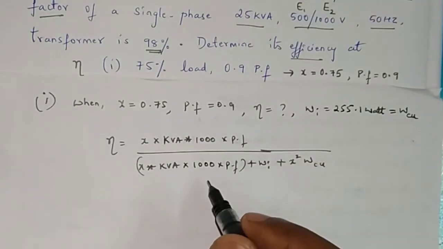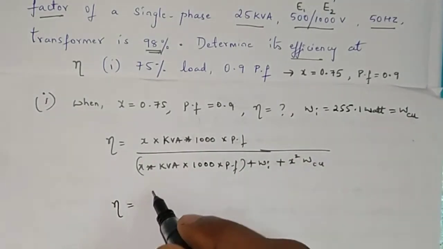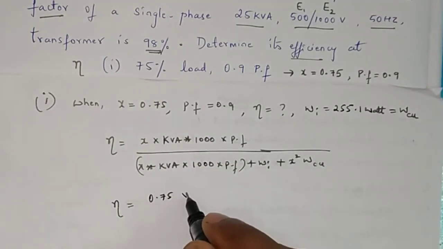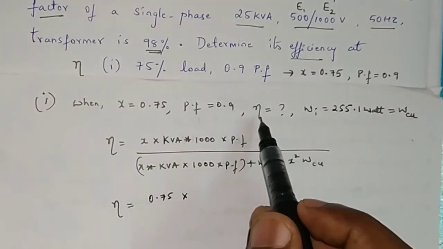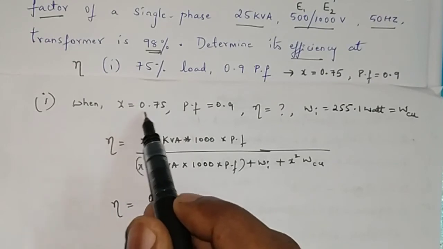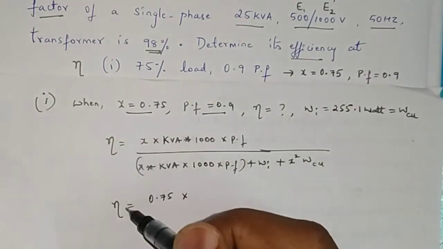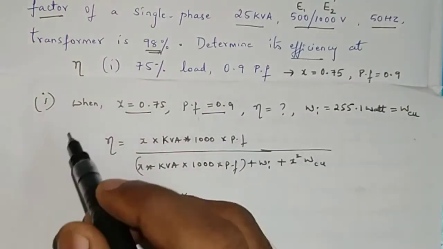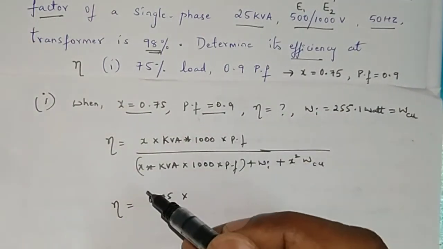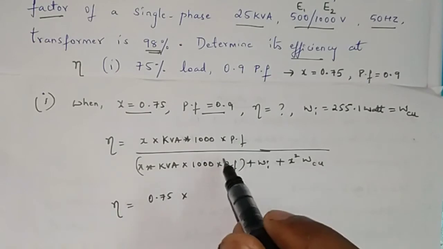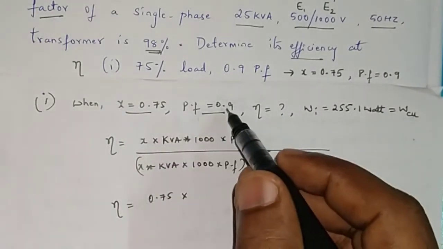Now we will substitute all the values here. So x is 0.75. Don't get confused, we are going to find out the efficiency for 75% load and power factor 0.9. So when you are going to find out the efficiency under some condition, first write down the condition for which you are going to find out the efficiency, so that after writing the formula it will be easy for you to substitute the value for load and power factor.